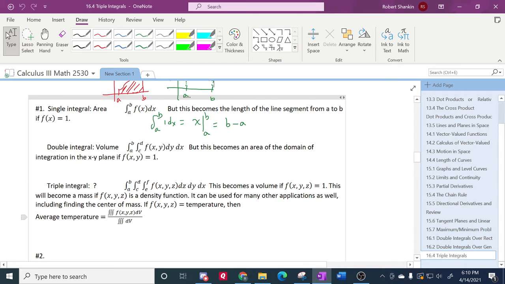All right, so it can be used for many other applications as well, including finding the center of mass. Not only can you get the mass of it, but you can divide by, if you can imagine just right how you might get the center of mass.